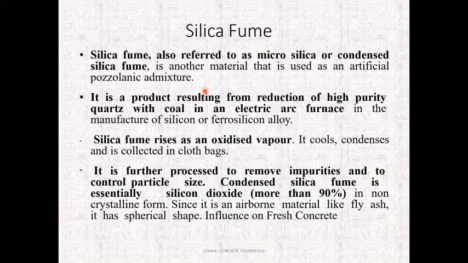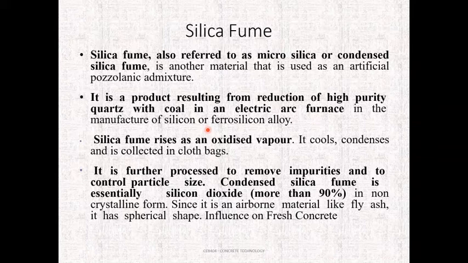The next one is silica fume. Silica fume, also referred to as microsilica or condensed silica, is another material that is used as an artificial pozzolana in concrete. It is a byproduct resulting from the reduction of high purity quartz with coal in an electric arc furnace, in the manufacture of silicon or ferrosilicon alloys.